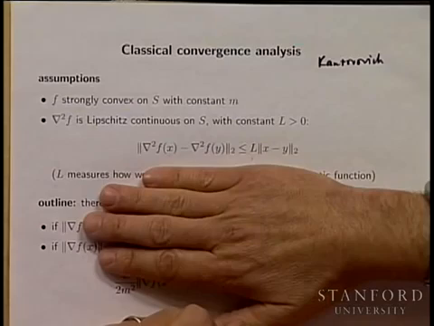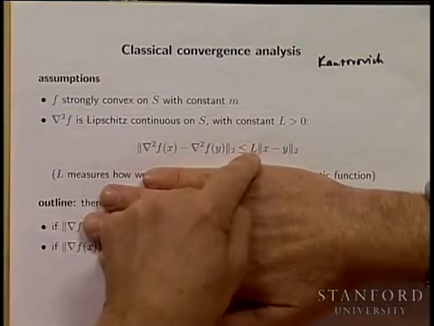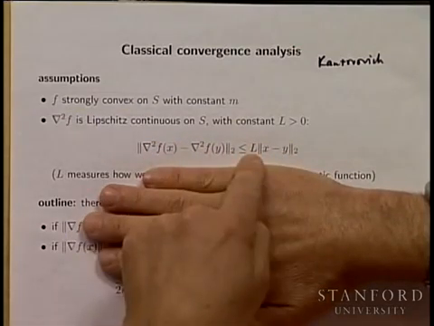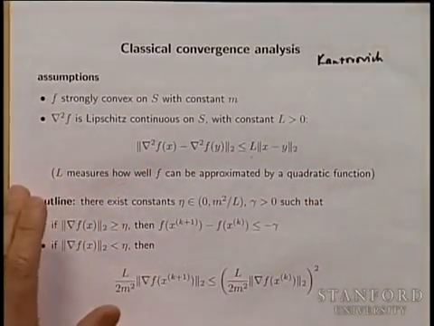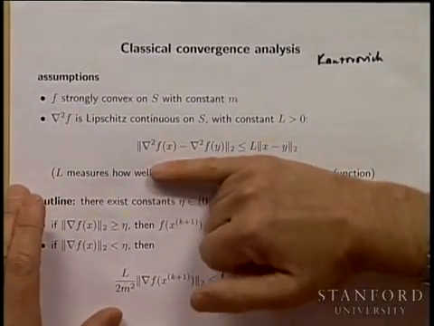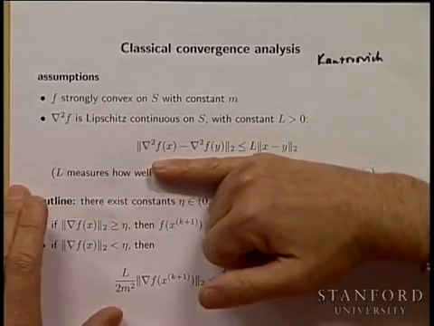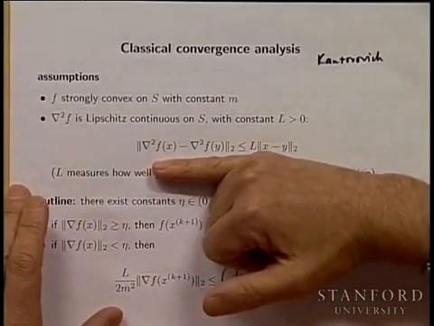What are constants L and M? L is defined right here. That's the Lipschitz constant on the second derivative. M is the strong curvature constant. It's the minimum on the Hessian. So what we need is a way to say the third derivative is small that's affine invariant.